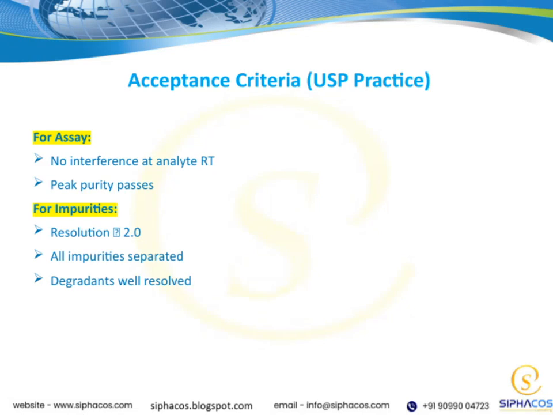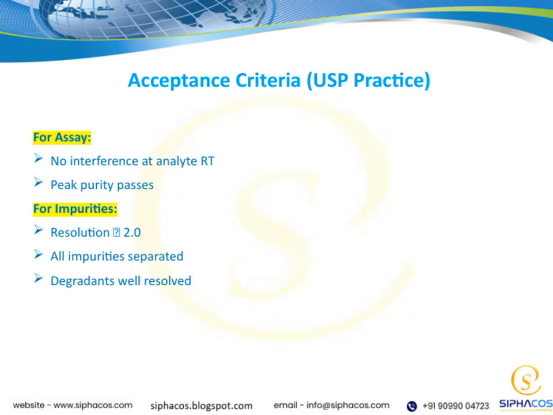Let's talk about the acceptance criteria for the USP practice, starting with the assay. First, we need to ensure there is no interference at the analyte retention time. This means that when we run our sample, the analyte peak should stand out clearly without any overlapping signals from other substances. Next, the peak purity must pass, confirming that the analyte peak is pure and not contaminated by impurities or degradants.